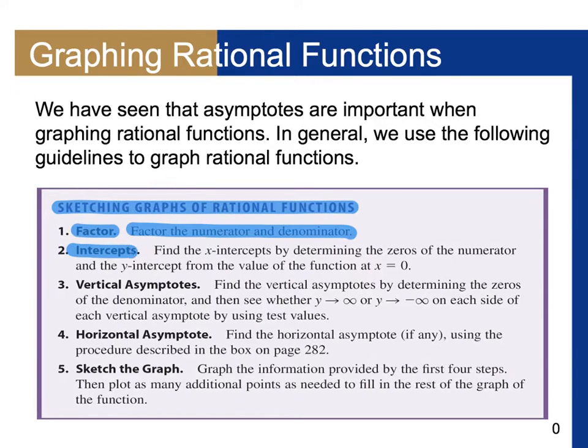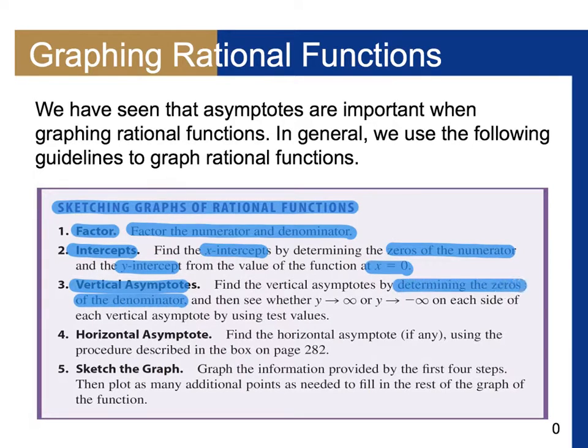Intercepts. Find the x-intercepts by setting y equal to 0. That would just be the zeros of the numerator. The only place where your rational function is 0 is where the numerator is 0. Remember, the denominator being 0 is where it's undefined. So that's the only place where we have x-intercepts. And then for the y-intercept, we just set x equal to 0 and solve for y. Remember, we said the vertical asymptotes come from the zeros of the denominator, where it's undefined.